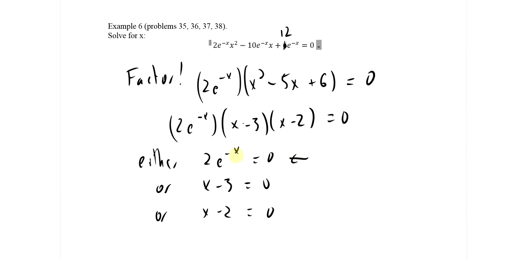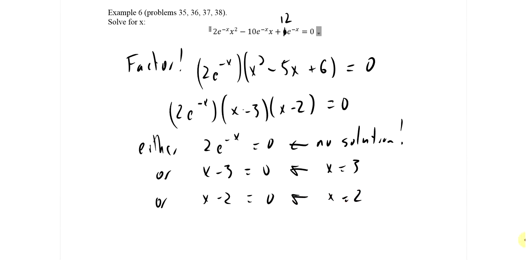We know that e to the minus x equals 0. There's no solution for that. e to the minus x is always a positive number. The range of an exponential function is always positive. So there's no x-intercept, so there's no way that this can be equal to 0. So there's no solution there. Here, x minus 3, you can solve that for x equals 3. And here you can solve this for x equals 2. And so what's the solution to our equation? x equals 3 or x equals 2 is the solution.